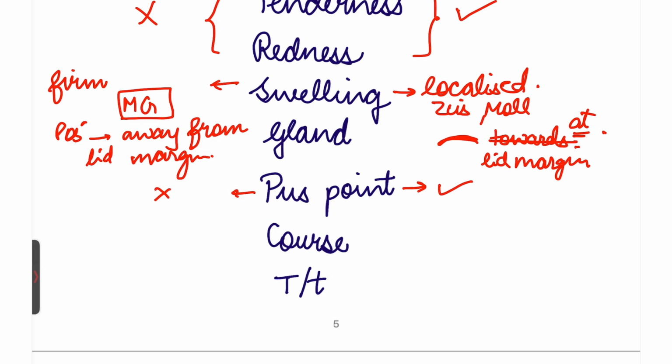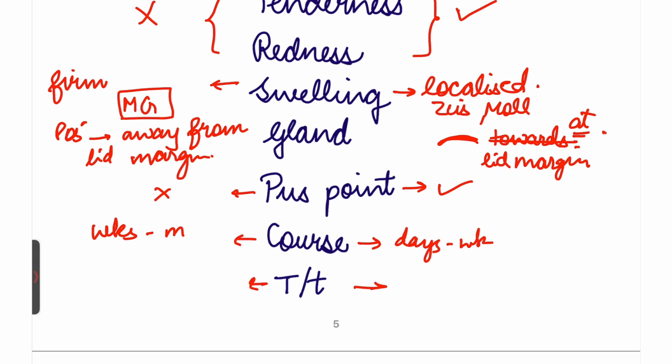When we look at the course, Chalazion persists for weeks to months. It has a chronic course. We said that. So weeks to months. Whereas when we look at the Stye, it resolves early, in days to 1 to 2 weeks.